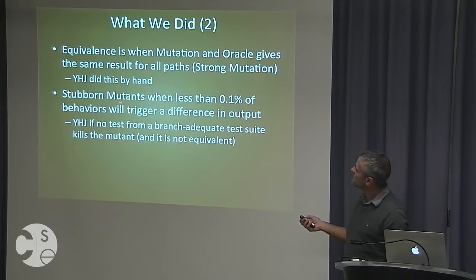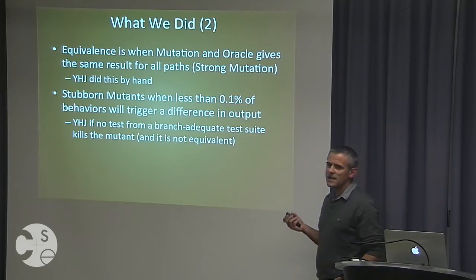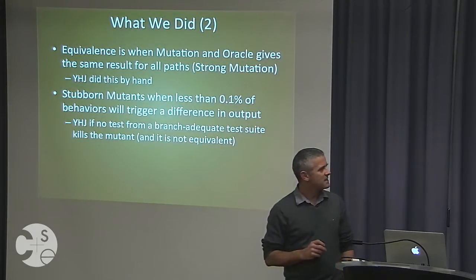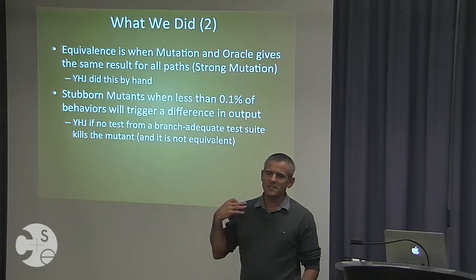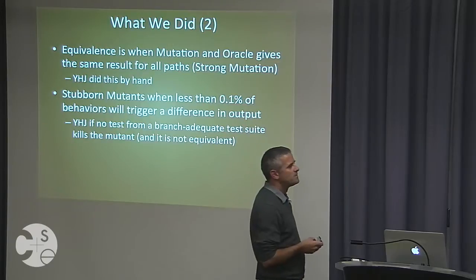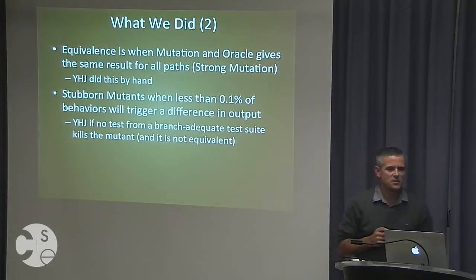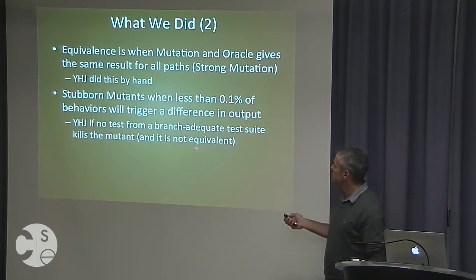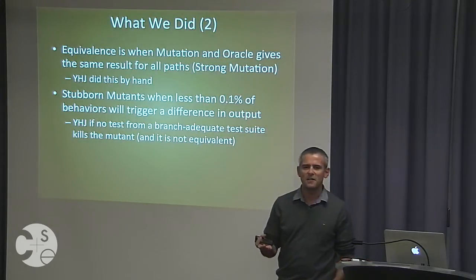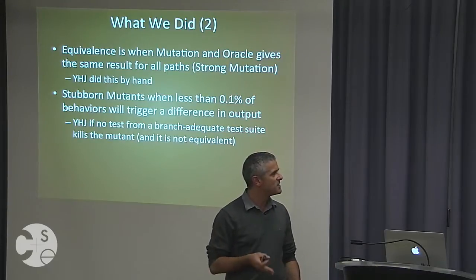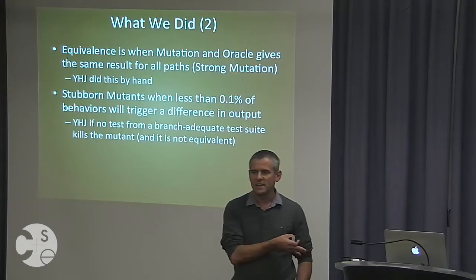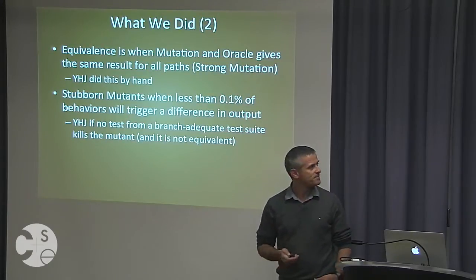We consider a mutant to be stubborn if less than 0.1% of the inputs show a difference. In this other paper, they considered a mutant to be stubborn if you have a test suite that gives you branch coverage, but it does not kill the mutant. And of course, by definition, then it's also not equivalent. So the not-equivalent bit they did by hand, but if they considered it not to be equivalent, and it wasn't killed by any of their tests, then they considered it to be stubborn.